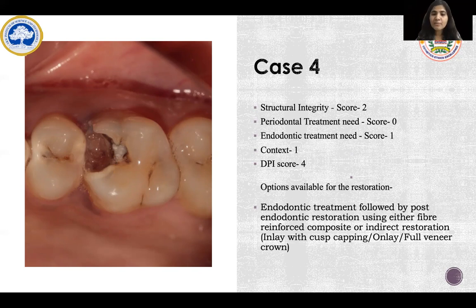So the option that is available for restoring this particular tooth is endodontic treatment, followed by post-endodontic restoration using either fiber reinforced composite or an indirect restoration, maybe an inlay with cusp capping, onlay, or a full veneer crown. However, a full veneer crown should be avoided in these cases because, as one can see, all the 4 walls are intact. So while we sacrifice the sound tooth structure for giving the crown, better than that, we can just go ahead with an inlay with cusp capping or an onlay in this case.